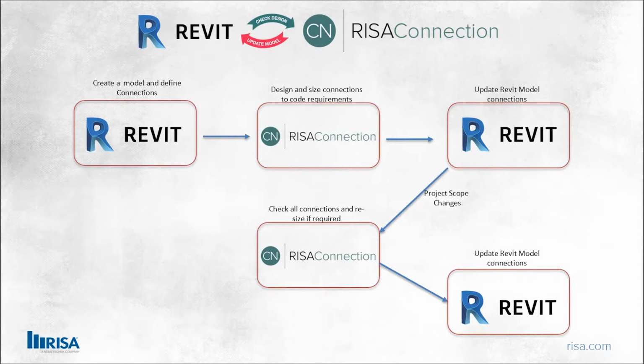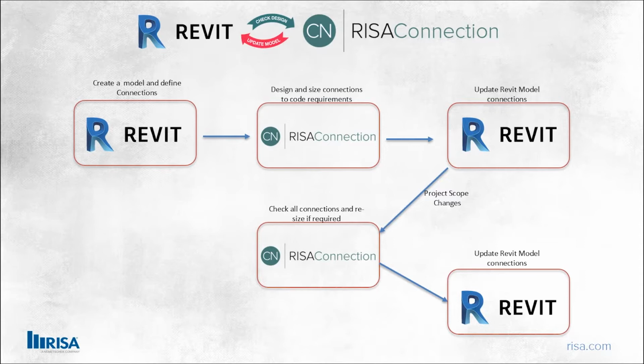So I want to show you how this works. This workflow is a little different in that we are going to be talking about creating a model from Revit, whether it be coming from RISA 3D, from RISAFloor. It can do that, or it can just be a Revit model that you started there. And what you do is you create the connections, and then you send those connections over to RISAConnection.